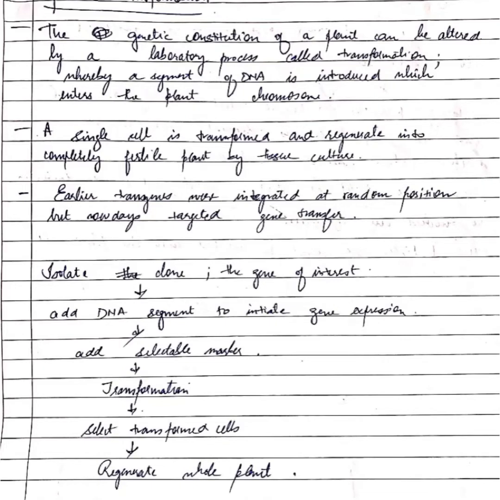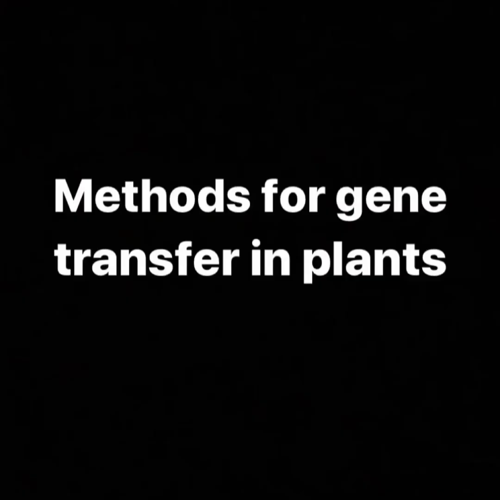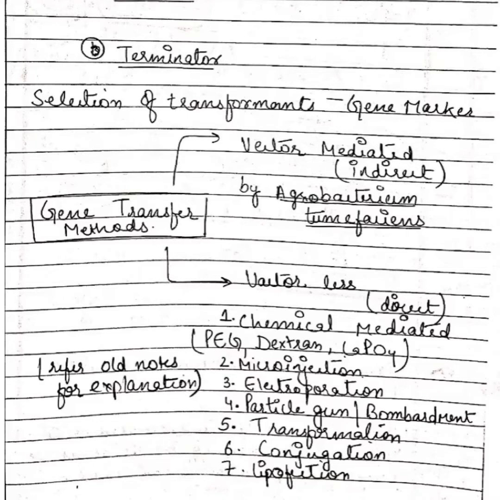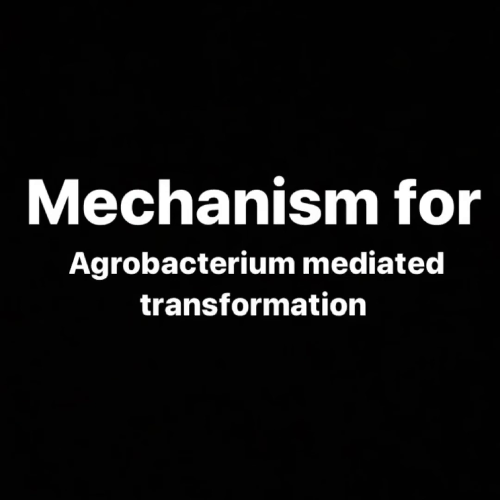To achieve genetic transformation in plants, we need vectors, promoters, and terminator. The methods used for gene transfer can be vector mediated, that is by Agrobacterium, or vectorless, that can be in the form of microinjection, electroporation, particle gun bombardment, conjugation, or lipofection. So in this video, we will study in detail the vector mediated method, that is by Agrobacterium, that is an indirect method.